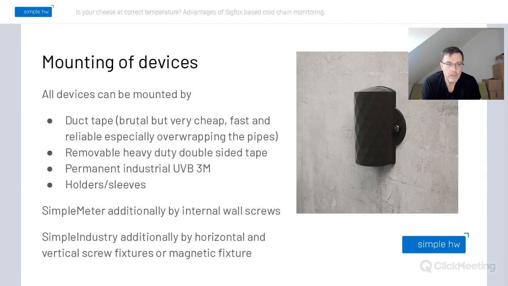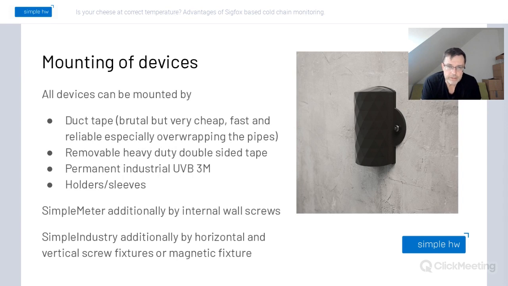Then you have to decide. The double-sided tapes are also very useful and very usable. Please don't use the consumer double-sided tapes. Use the industrial ones. We are just writing a white paper on which tapes to use, so that will be available shortly. And you have to decide whether it should be a removable tape, so something that you can remove, or whether it should be a permanent industrial UVB type.